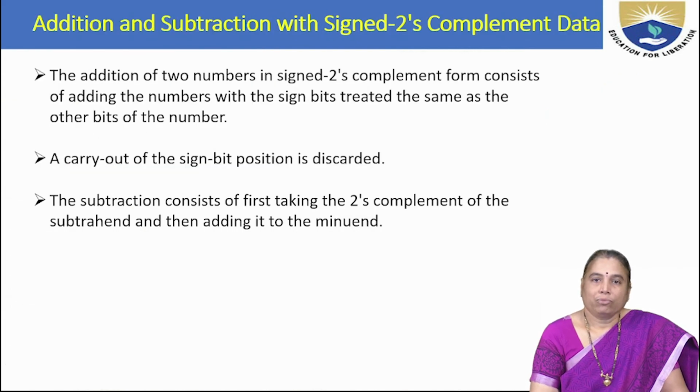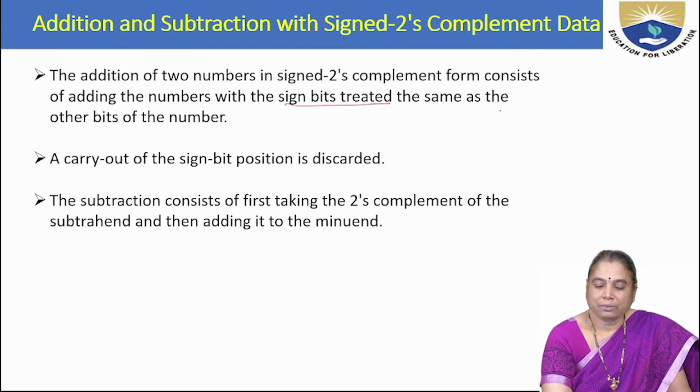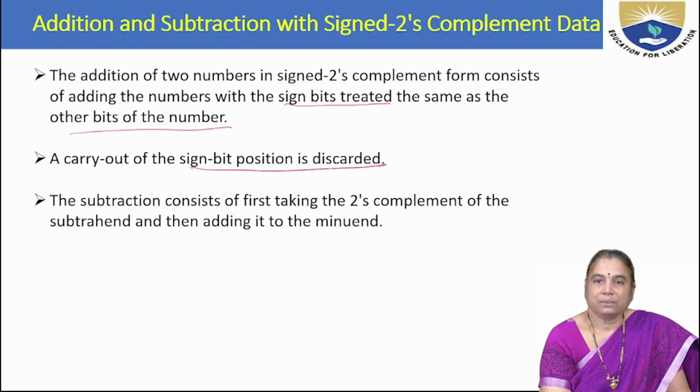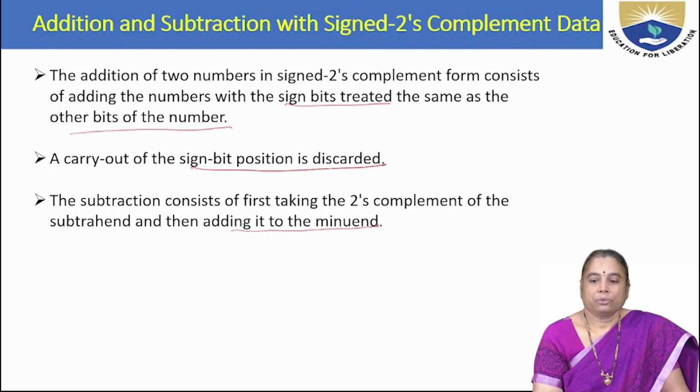And another variant of this is addition and subtraction with signed 2's complement data. So here the two numbers in signed 2's complement form consist of adding numbers with sign bits treated the same as the other bits of the number. A carry out of the sign bit position is discarded. The subtraction consists of first taking the 2's complement of the subtrahend and then adding it to the minuend. Here directly the 2's complement magnitude representation of the number can be considered. If an extra carry is produced, that can be discarded.